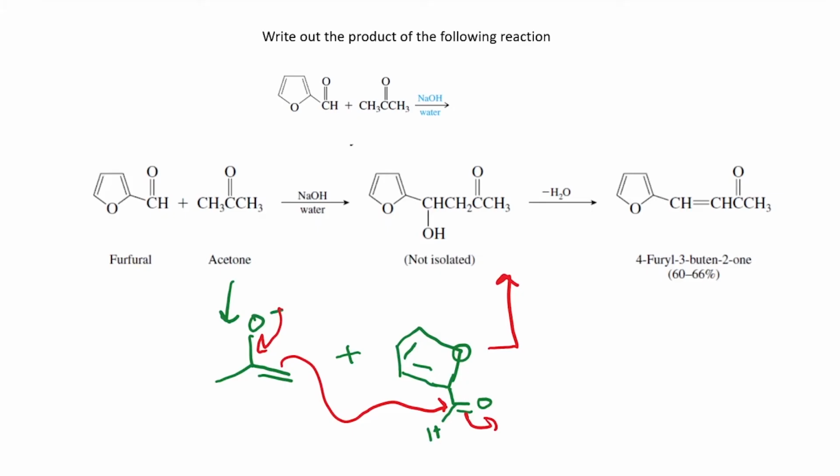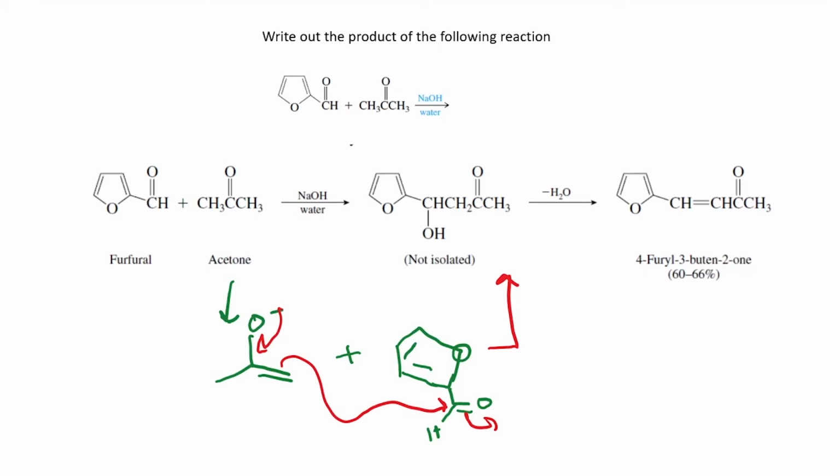So the next question is, write out the product of the following reaction. Here you have an aldehyde of furan, furfural it's called, and you have acetone in the presence of sodium hydroxide and water. Normally aldehydes are more reactive when it comes to enolization, but there is no enolizable hydrogen in this aldehyde. So therefore furfural would act as the electrophile in this case.